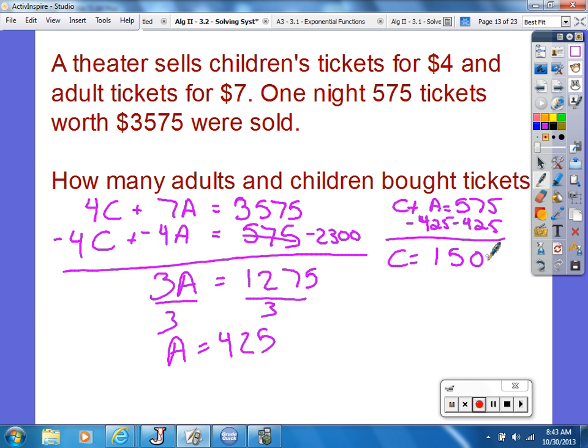Do not just write 425 adult tickets, 150 children's tickets. Tell me more about the problem. Tell me that it's in a theater, not in a sporting event. Tell me how much money it is. You need a couple key details. Does that make sense? All right, once you write your sentence, go ahead to the next problem.